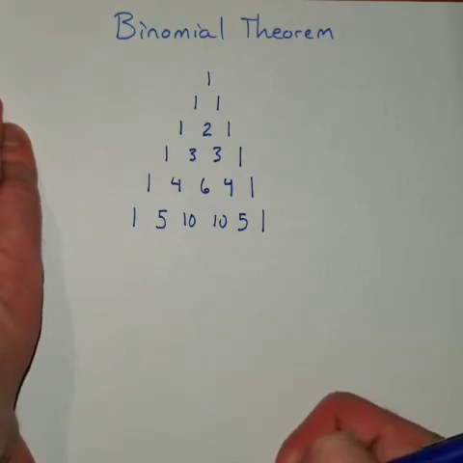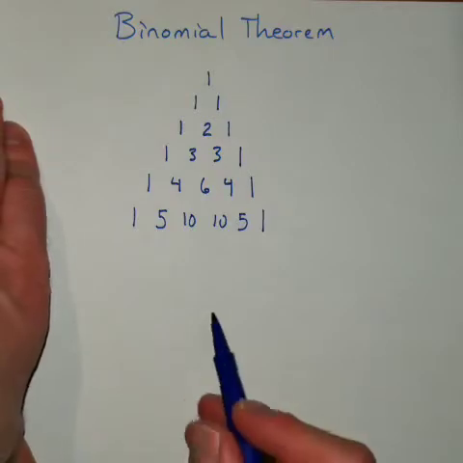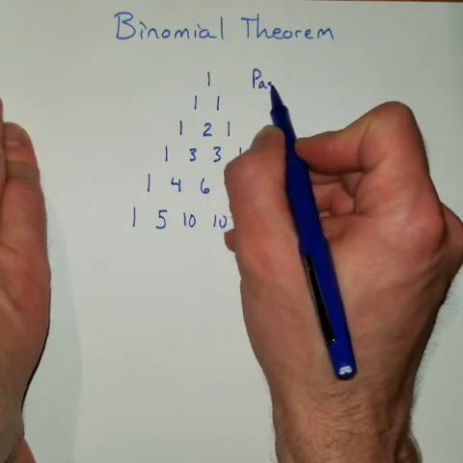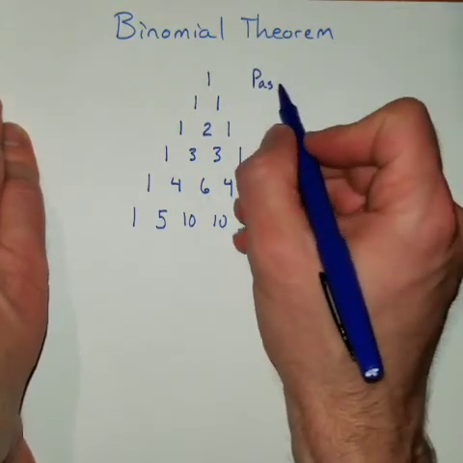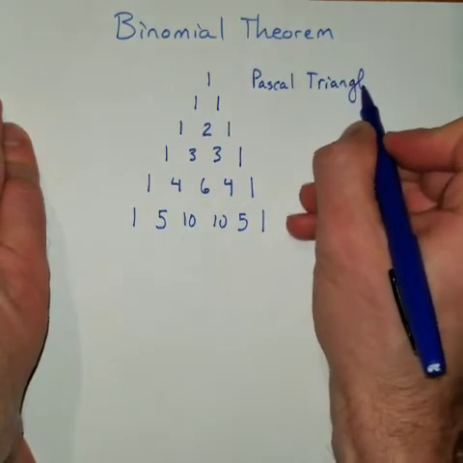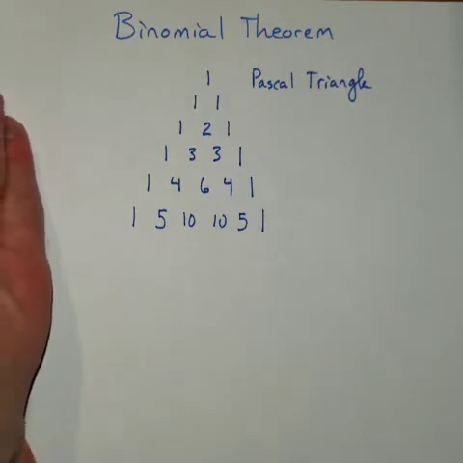In fact, there's an infinite number of rows to this triangle, and it's a very interesting triangle. There's a lot of cool mathematics. In fact, it has a name. It's called the Pascal triangle, P-A-S-C-A-L. The Pascal triangle is built this way and just has a lot of cool stuff going on.